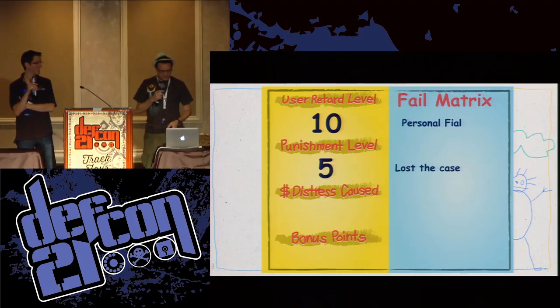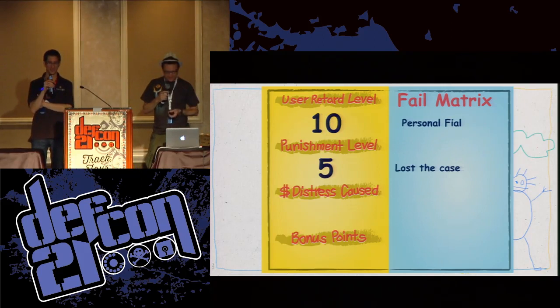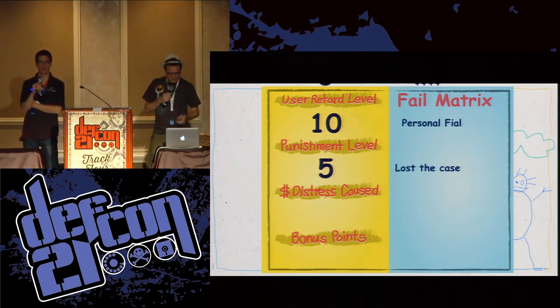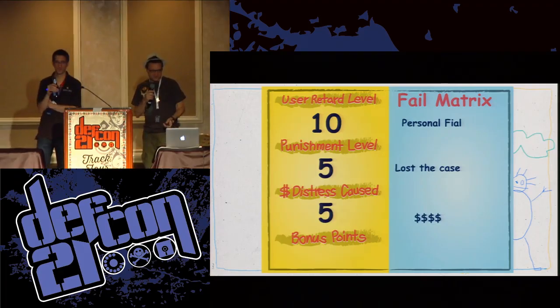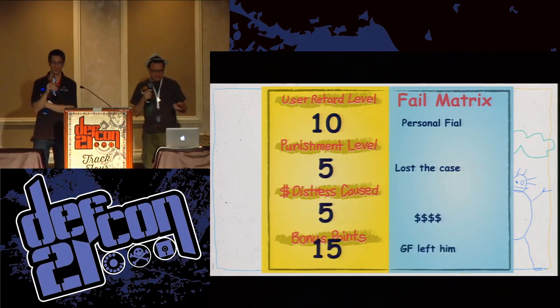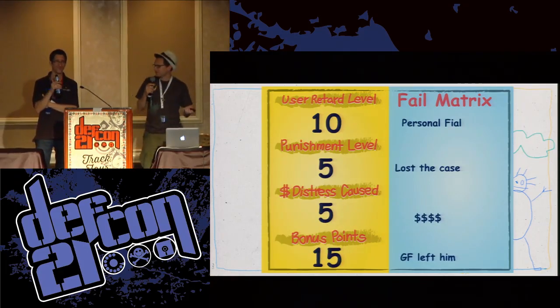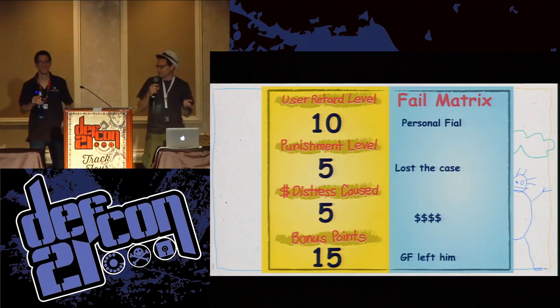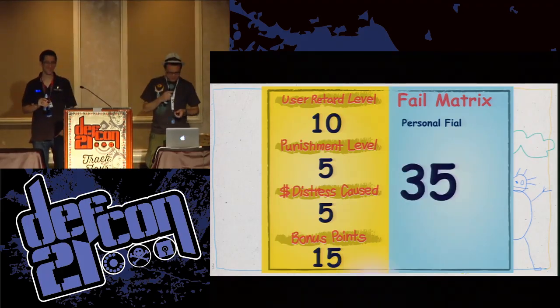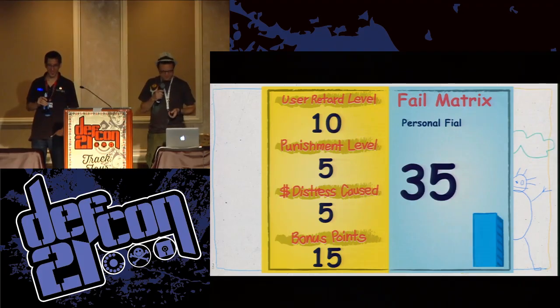All right, so the punishment level depends on what happened. So this particular guy lost the case. Dollars, distress caused, let's give this one 5 points. And bonus points are just whatever I feel like doing. His girlfriend left him in this case, so he gets 35 points.